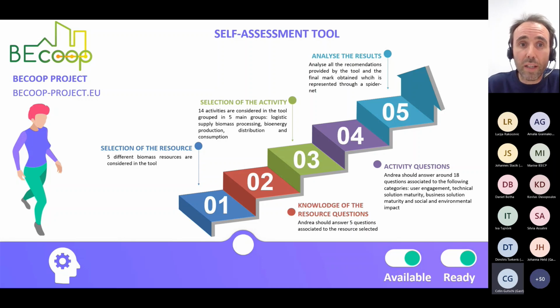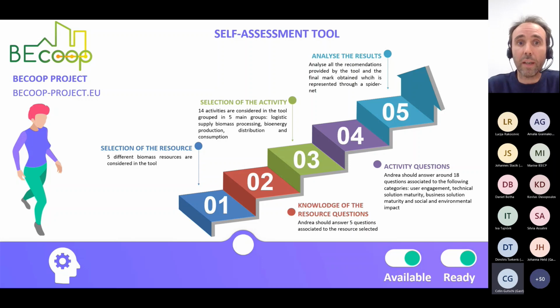After that, you will have to select an activity that you want to develop, for instance, a logistics supply, or a biomass logistics center in order to produce pellets, or a district heating, or a biogas plant, or just commercializing pellets, or whatever. There are 14 activities included in the tool. If you miss one, obviously you can write to me, and we will consider if we can include it. And there are questions about these activities in the main categories that we mentioned: user engagement, technical, business, and social and environmental impact.